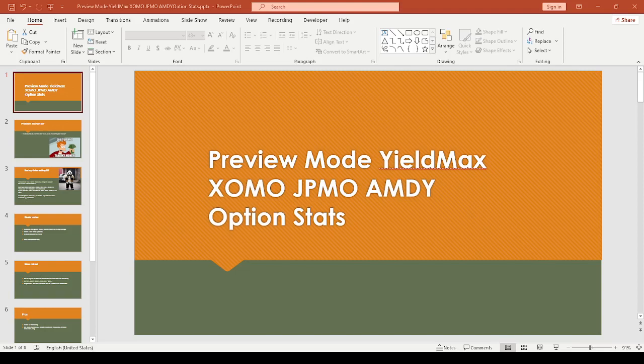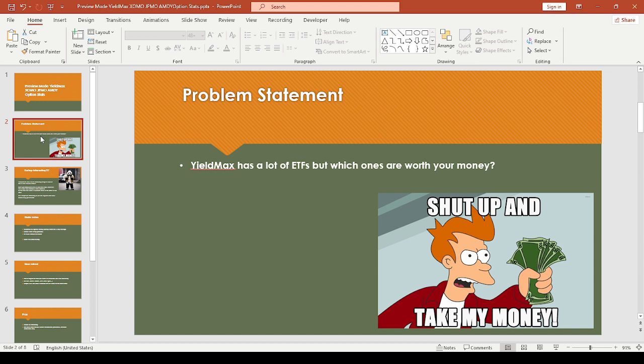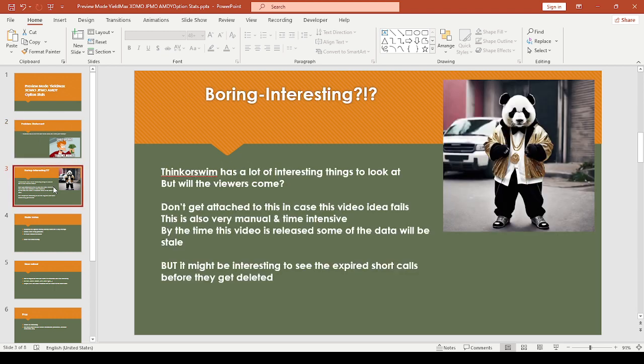So today I'm going to continue the preview mode of YieldMax ETFs: XOMO, JPMO, AMDY. I'm going to show the option stats and the VAR testing in Thinkorswim. There's quite a bit of ETFs to go through from YieldMax, and I'm still trying to figure out a really robust way to see which ones could be worth your money. I'm hoping this will be interesting to most viewers and subscribers.